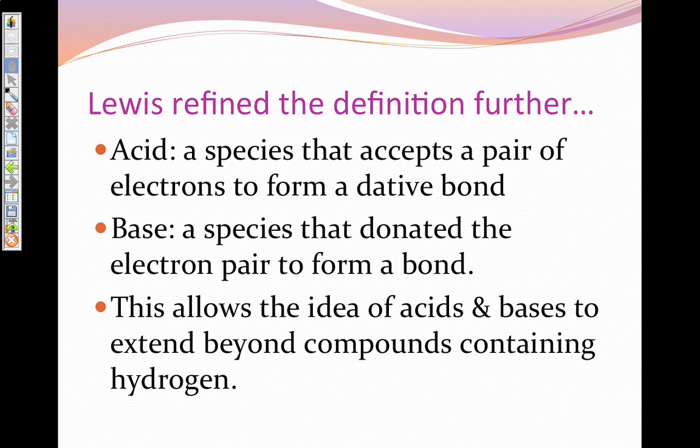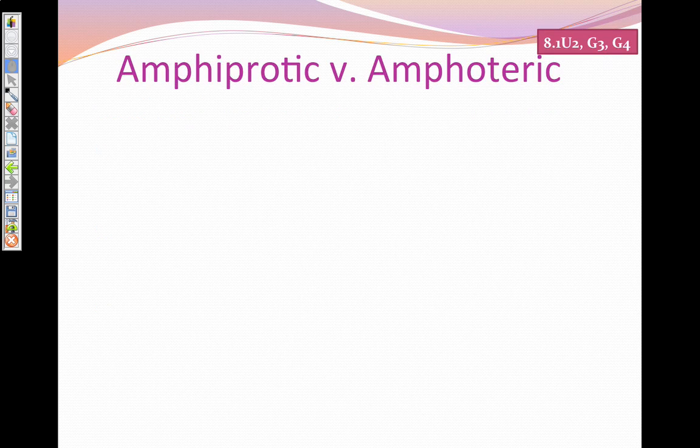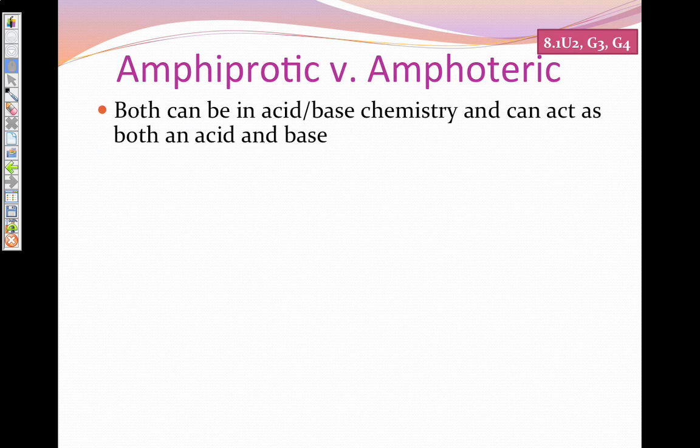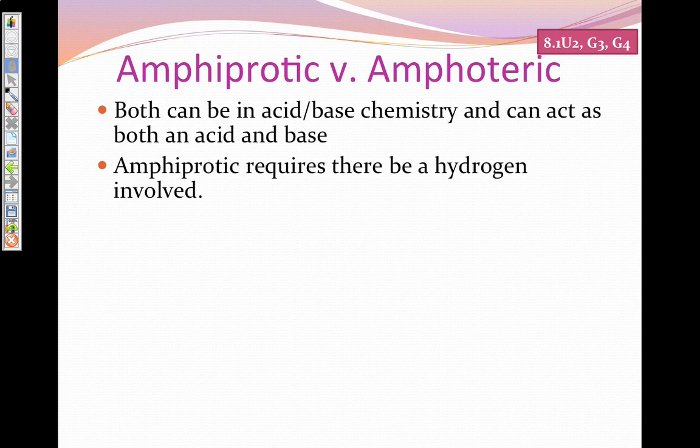Yep. Okay, now we're to Kirby's question. So amphiprotic and amphoteric. There are things that can be both acids and bases, like water, or the HSO4 negative. When they can act as both an acid and a base, that's when we have either an amphoteric or an amphiprotic. Amphiprotic, though, specifically is talking about there being a hydrogen involved. So the water and the HSO4 negative.